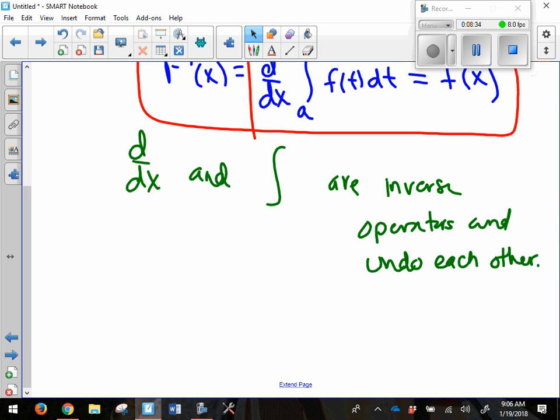Just like sine and inverse sine, or squared and square root. And that's what I need you to walk away with.